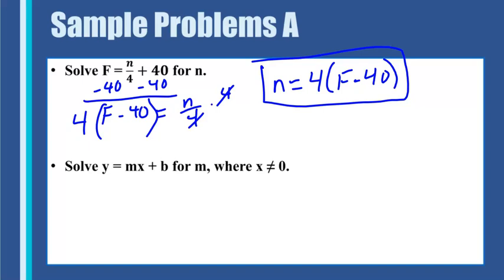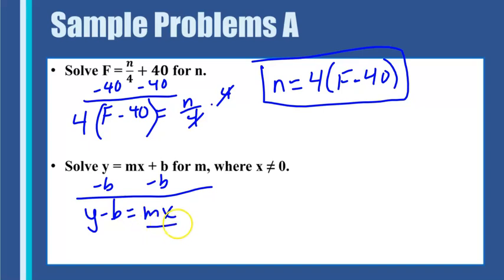Next, solve y equals mx plus b for m, where x cannot equal 0. So I want to get m by itself, so I'm going to subtract b on both sides. And now I have y minus b equals mx. The opposite of multiplying by x is divide by x. Again, we just want to get m by itself. So m is going to equal y minus b divided by x.